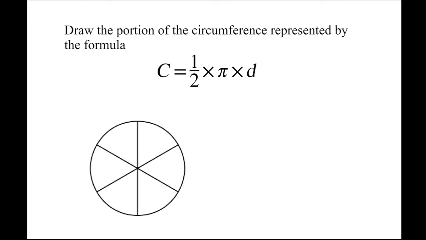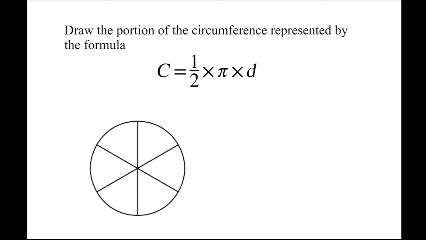Moving on, just to get our brains working a little bit, we are going to look at some scenarios where, when we're dealing with composite shapes, we may not have the normal shapes that we're used to. So we may not have full circles. So we may have to adjust our formula slightly to get different representations, depending on what our shape looks like. So right here, we want to draw the portion of the circumference represented by the formula.